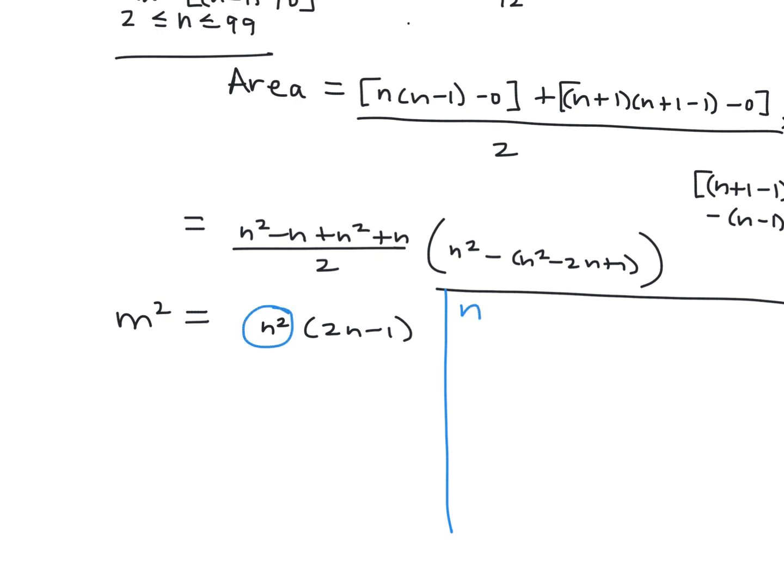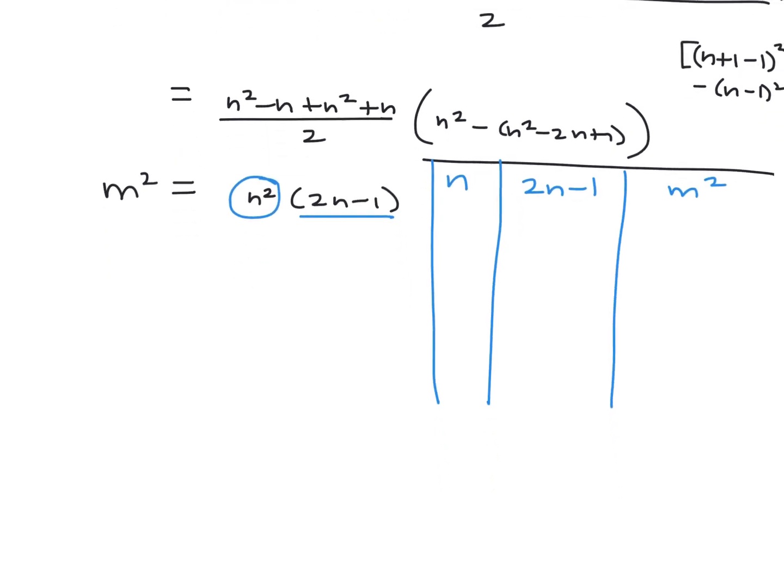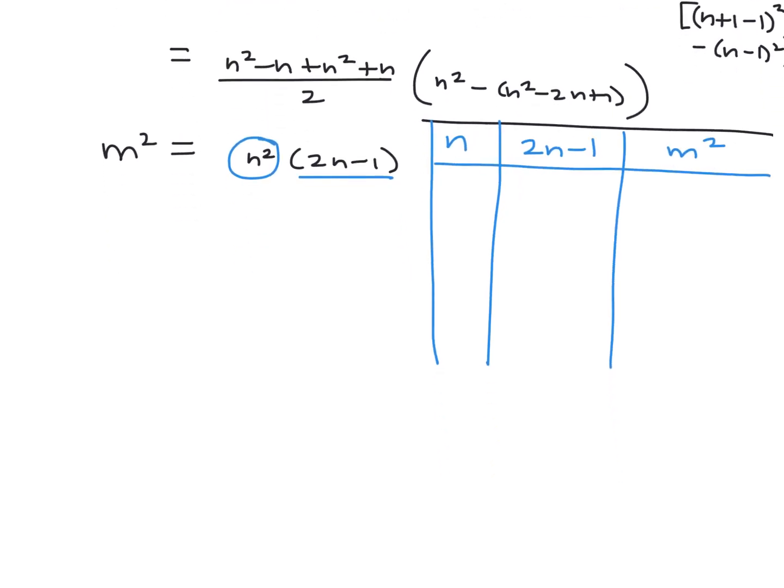Now, this is already a perfect square, so we just have to figure out when 2n minus 1 is a perfect square. So 2n minus 1, and then, is it a perfect square? Okay, let's see. Let's start off with 2. That becomes 3. Is that a perfect square? No. 3 becomes 5. No. 4 gives 7. 5 gives 9. That is a perfect square, so that is a yes. Okay, that's not so bad.